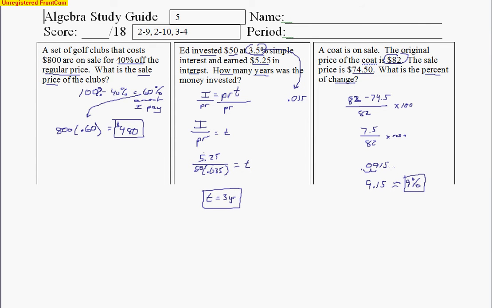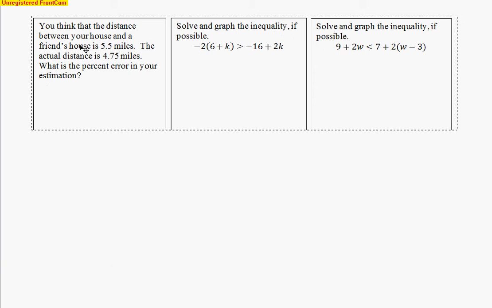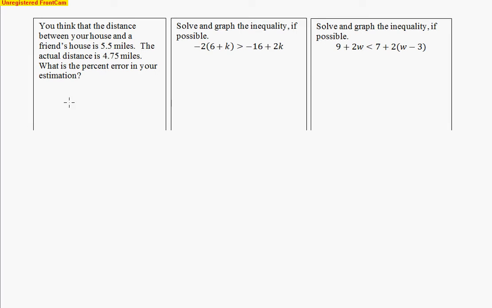Let's take a look at the next problem here. It says you think the distance between your house and your friend's house is 5.5 miles, and the actual is 4.75. So actual, that's the key word there. We're going to subtract the two numbers, 5.5 minus 4.75. Whatever that answer is, take the absolute value of that. In this case it's just positive, so it doesn't matter. But we always divide by the actual. So actual was 4.75, so let me fix that real quick. 4.75, and then we take that answer and times by 100.